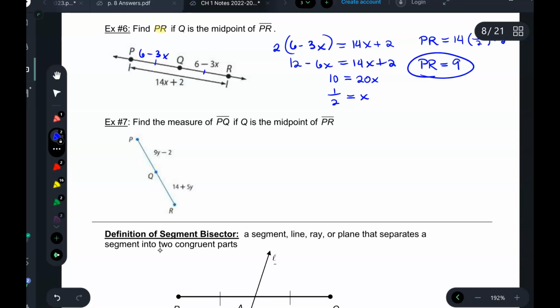Okay. Example number 7. Find the measure of PQ. I put a line segment over it, but I'm still looking for the measure, so sometimes the language is a little different. Now, Q is the midpoint, so these two are congruent, they are equal. And so this is a little different. What are we going to do? Just make them equal to each other, yes. Same thing.